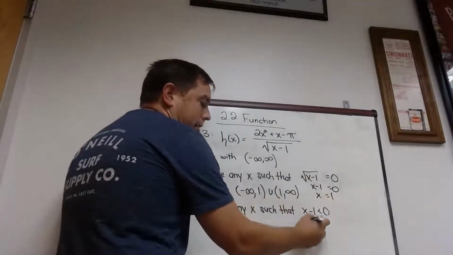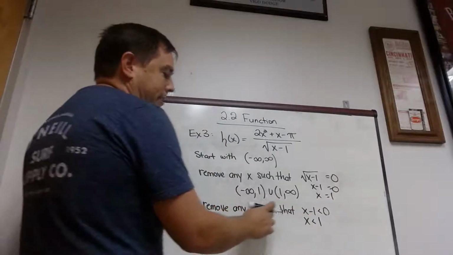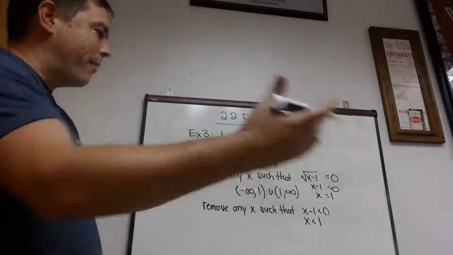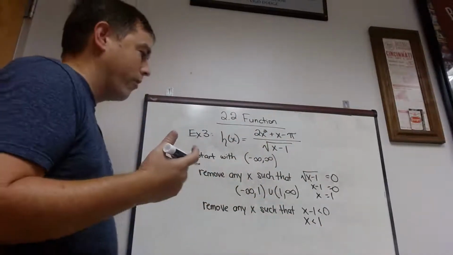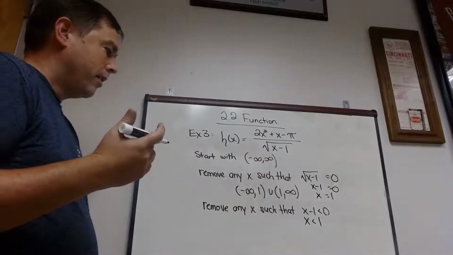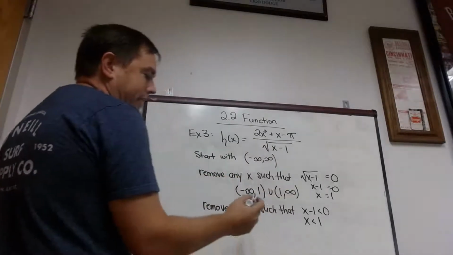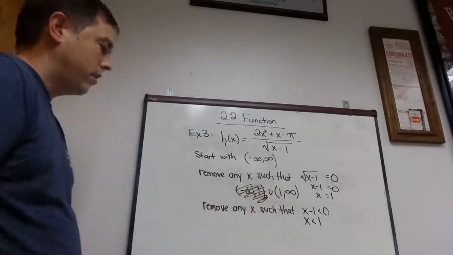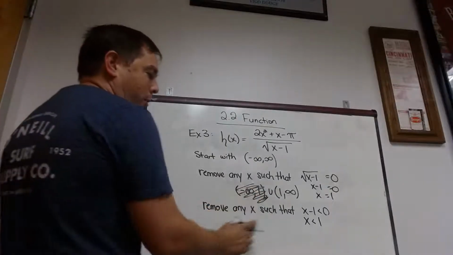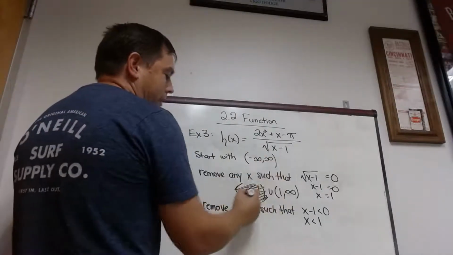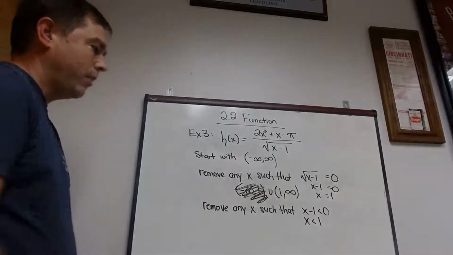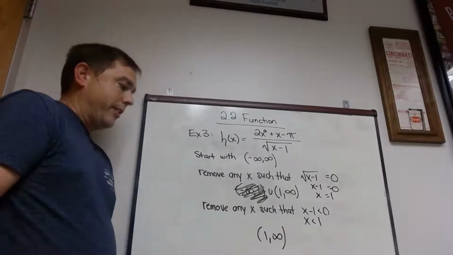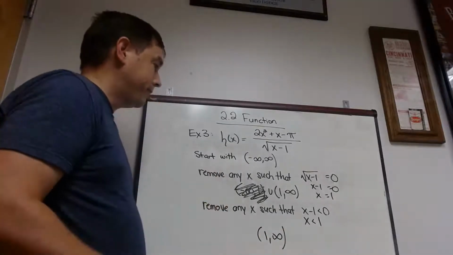But if I add 1 to both sides, this means I need to remove any x such that x is less than 1. Right? Anytime x is less than 1, we're going to get a negative under the square root, and we can't do that. All right? So we look at this, and we remove all of the x's that are less than 1. Well, guess what? That removes all of this. All right, that was in the domain until we have the square root thing, and now everything in there is gone. And what's left is 1 to infinity. That is your domain for example 3.